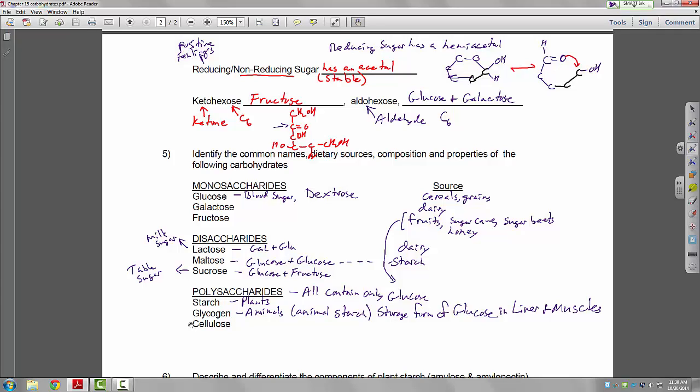And then cellulose. Cellulose also comes from plants, but here it forms a structural role. Right, so it's plant fiber, and we can eat this, of course, and it's important for our diet as dietary fiber.